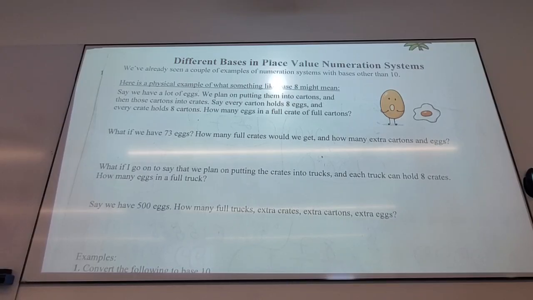In fact, we have single eggs. Then we have cartons that hold 8, right? So 1, 8, and then we have a crate that holds 64. So 1, 8, 8 squared. Are you guys really with me? This is a physical example of a different base number system.